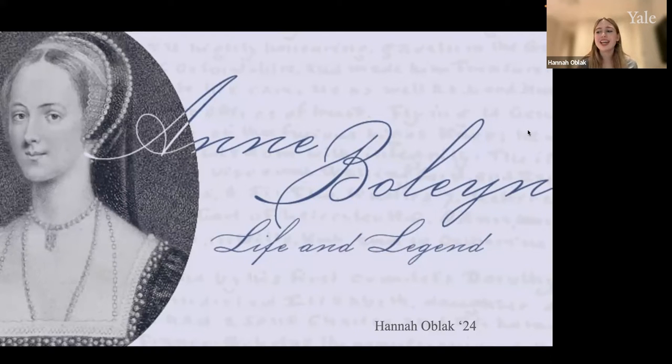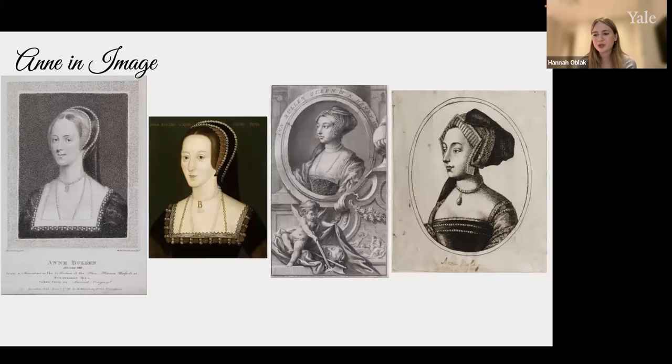Now, Anne Boleyn is an infamous historical figure. Some of you may know a lot about her, and some of you may never have heard of her. As we talk about her, I'm also going to display the first case in the exhibit, which displays portraits of Anne, and which we'll talk through one by one in just a few minutes. But first, just a brief summary.